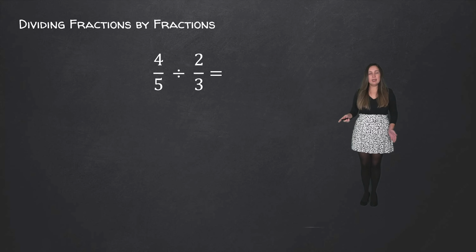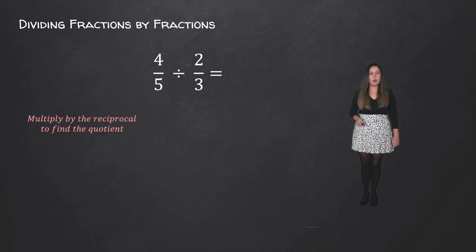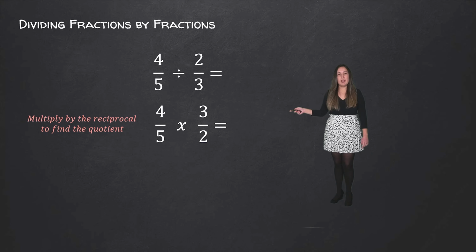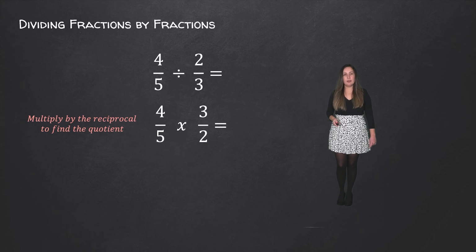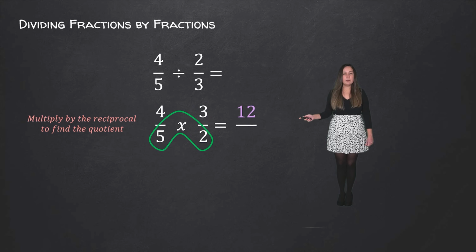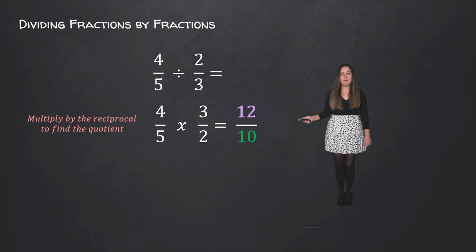So if we didn't have our models, we would take these 2 fractions and divide them. So first we would keep the fraction 4 over 5, and then multiply it by the reciprocal, and the reciprocal of 2 over 3 is 3 over 2. So numerator times numerator, 4 times 3 is 12, and then denominator times denominator, 5 times 2 is 10.